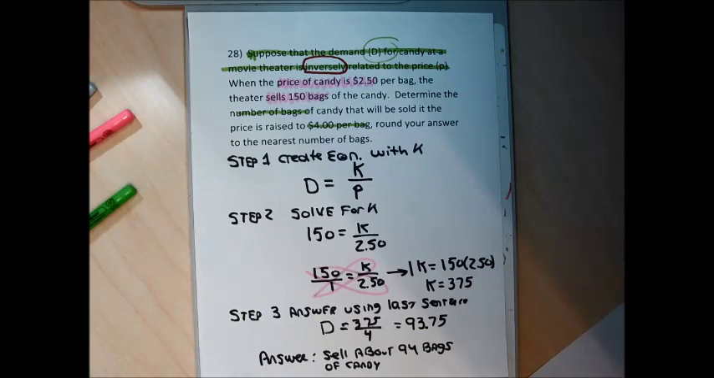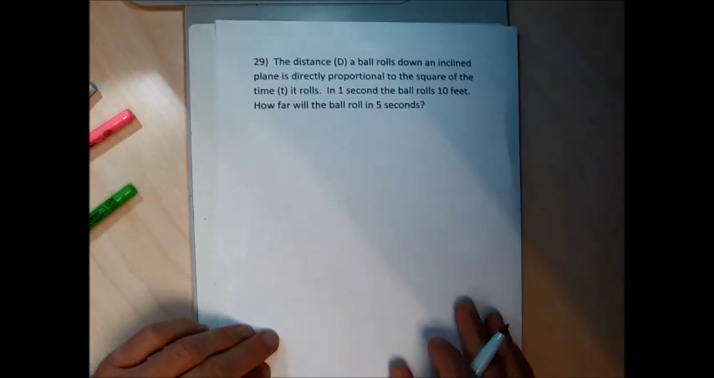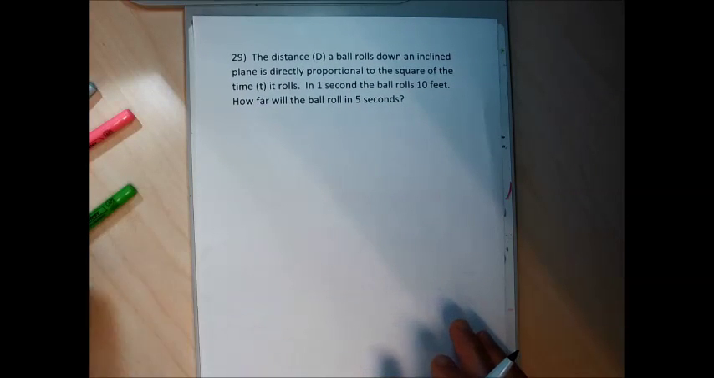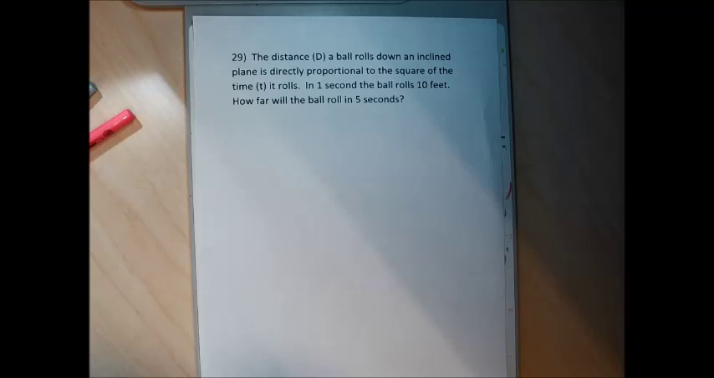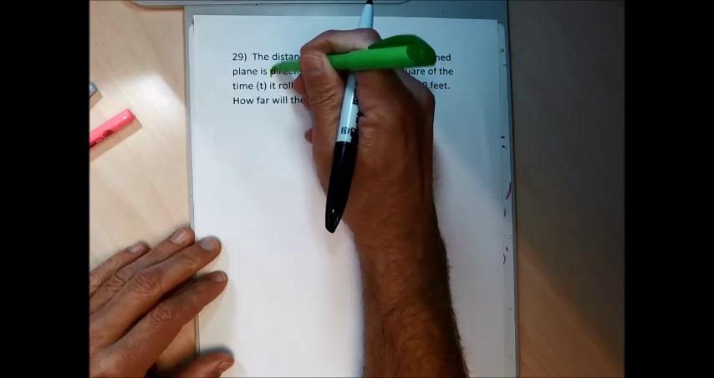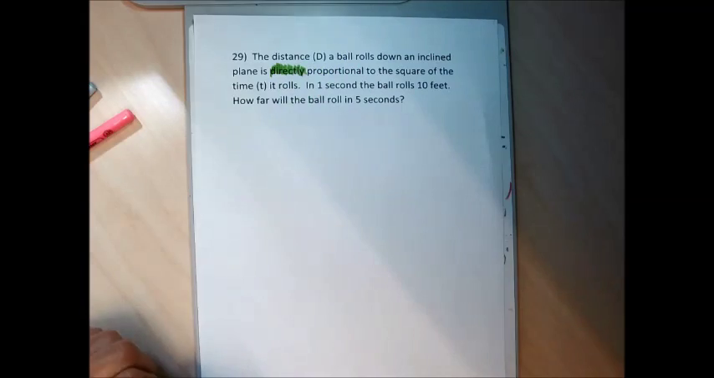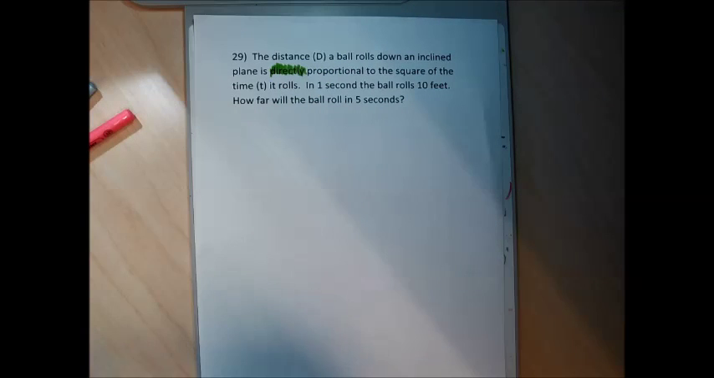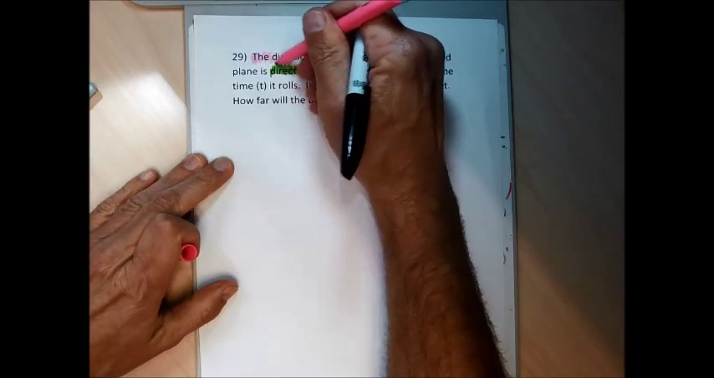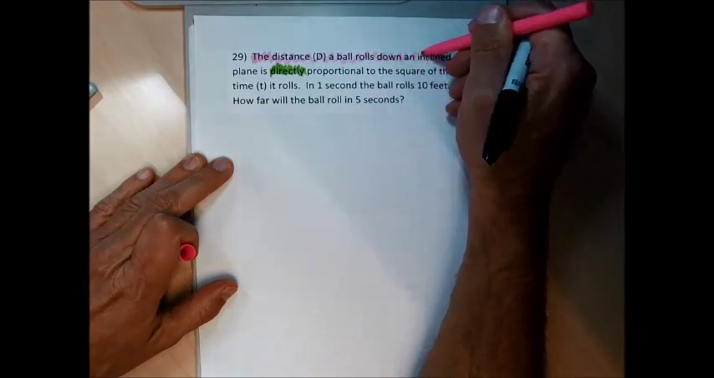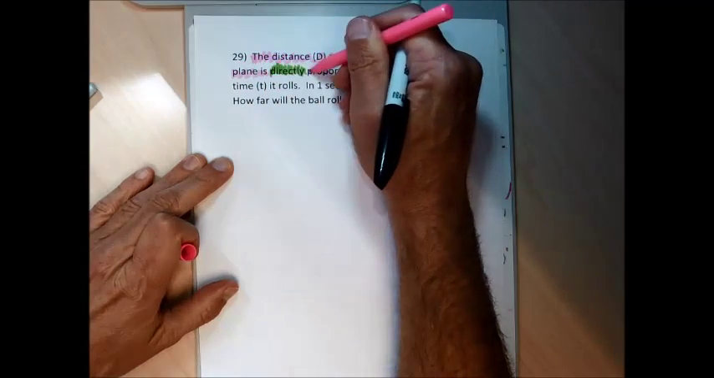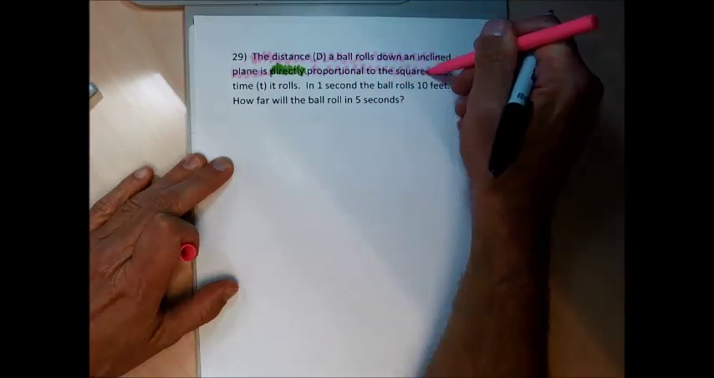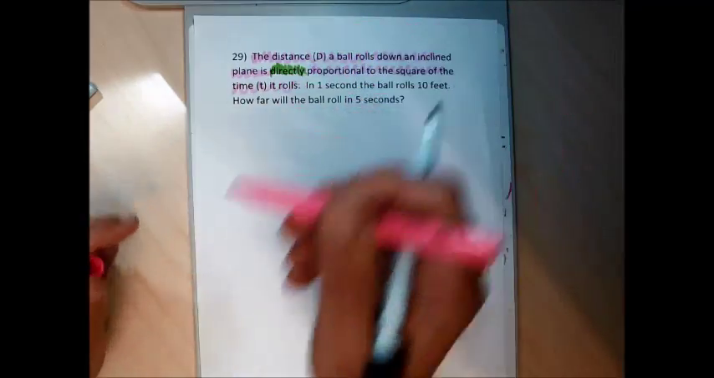All right, one last problem for this monstrously long review. Problem 29 is another longish word problem. It has 3 steps. The first step, I'm going to come up with an equation with a k, and in this sentence, I see the word directly. When I see the word directly, that equation is going to be a multiply, no fractions, and 1 letter after the k. So the first sentence talks about the distance a ball rolls down an inclined plane, and it's directly proportional to the square of the time that it rolls.